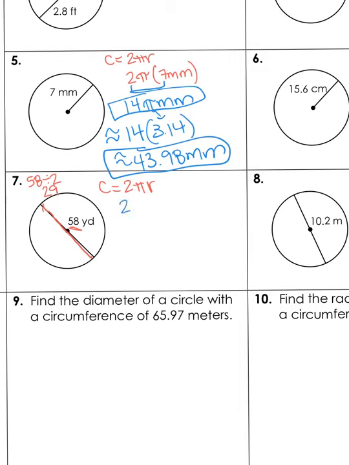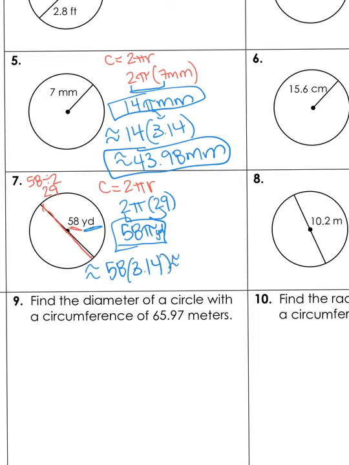So I'm going to have 2 times pi times 29. And then I'll multiply 2 times 29, which is 58. And then the pi just drops down. That's my exact answer. Oh, I'm sorry, I forgot the yards. Don't forget your units like I just did. That would be 58 pi yards. Or for the approximate, I can do 58 times 3.14, and that would be approximately 182.21 yards. So that's my approximate answer.